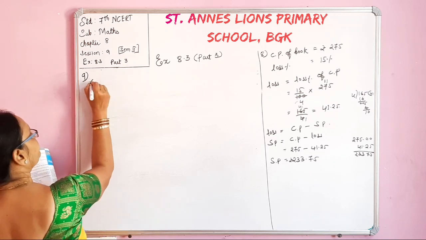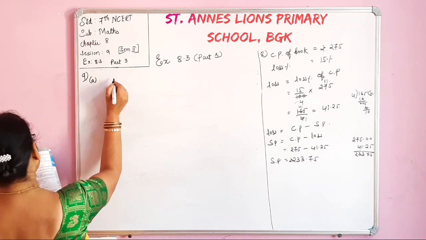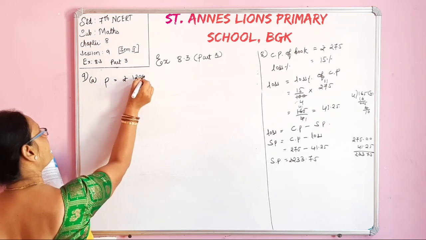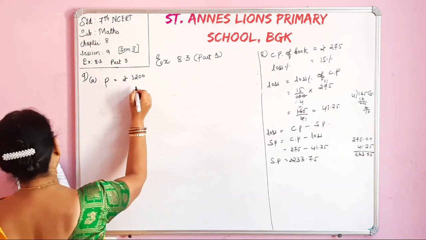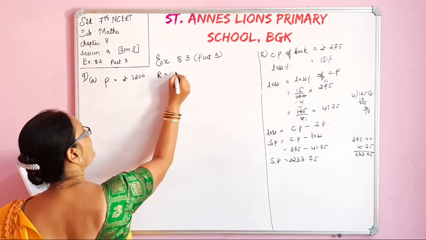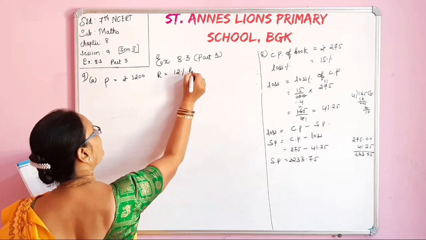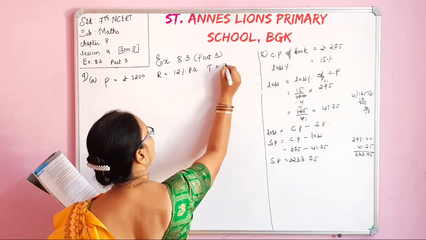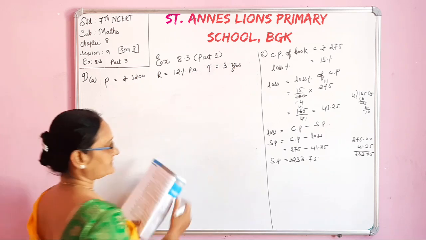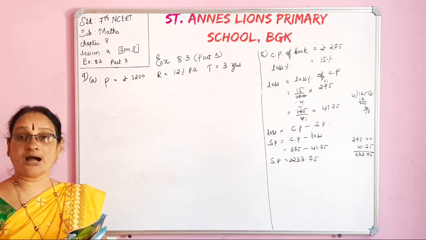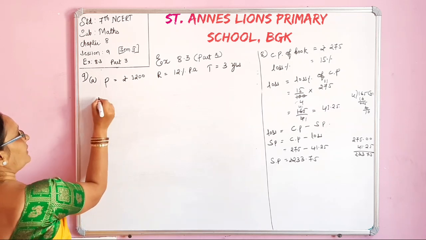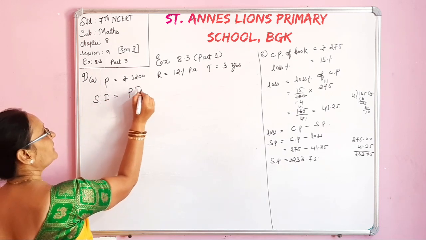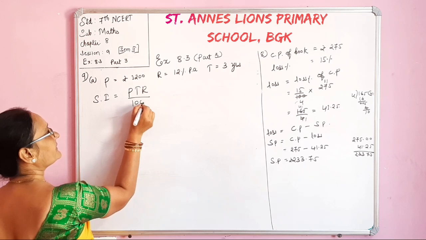First one, in the A, principal P is equal to rupees 1200. Okay. Then at 12% per annum, R is equal to 12% per annum. PA means per annum, for every year. Then time is commonly given as 3 years. So what we have to find out here? Find the amount to be paid. So first we have to find out simple interest. That is, simple interest is equal to P into T into R by 100.